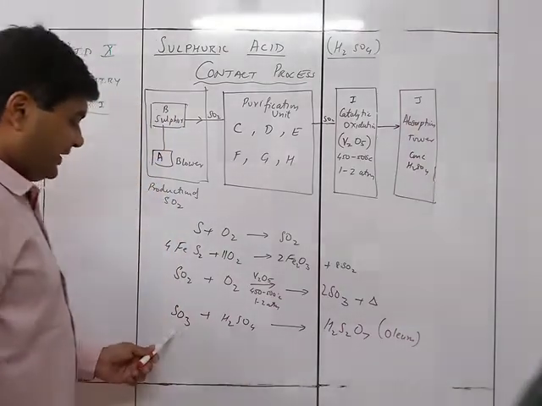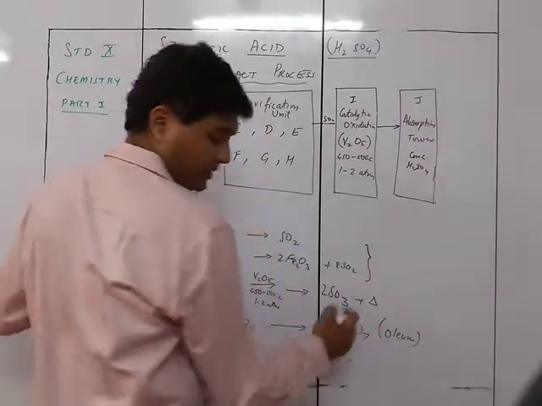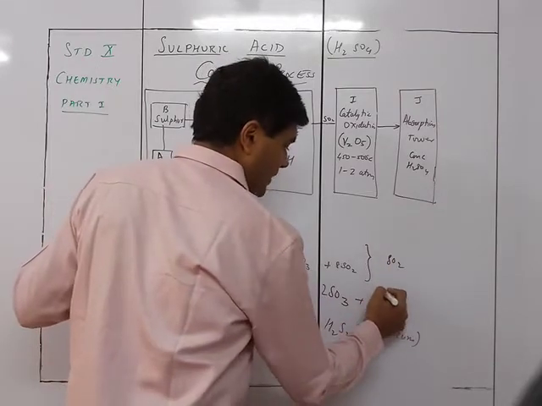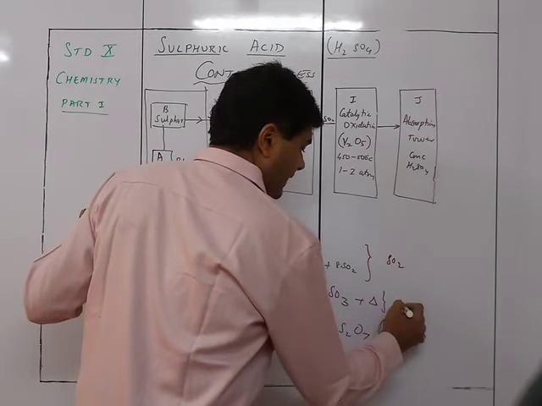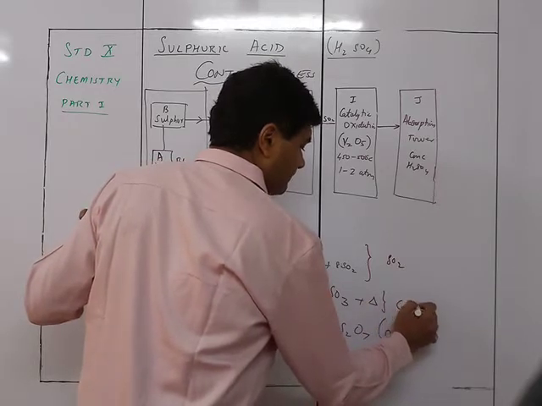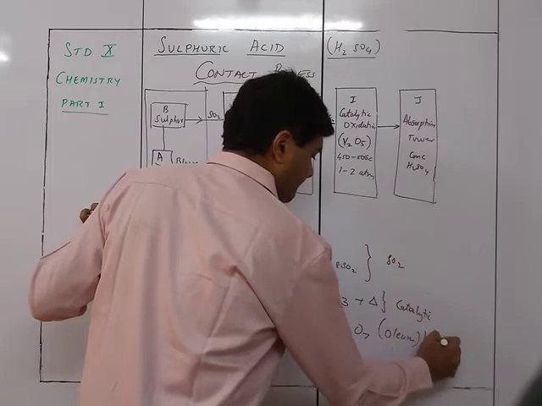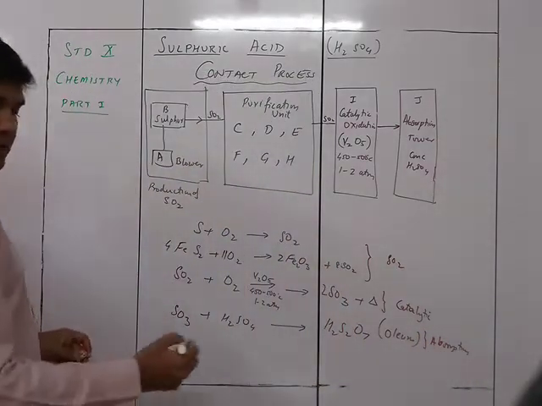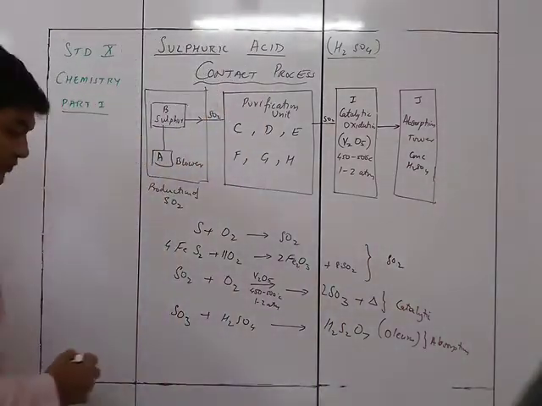So this over here is the production of SO3, the catalytic chamber. This one over here is absorption. And the last one that will be coming up is the dilution of oleum.